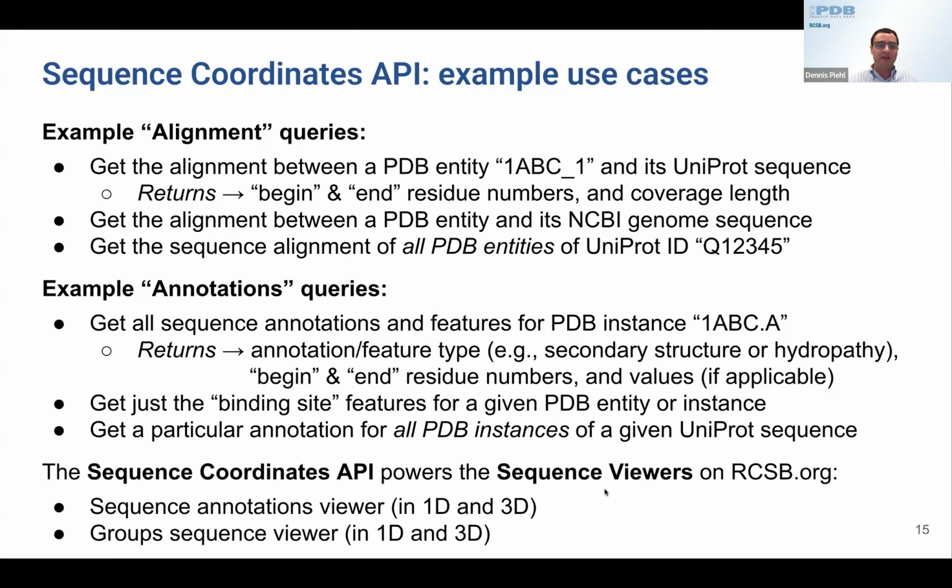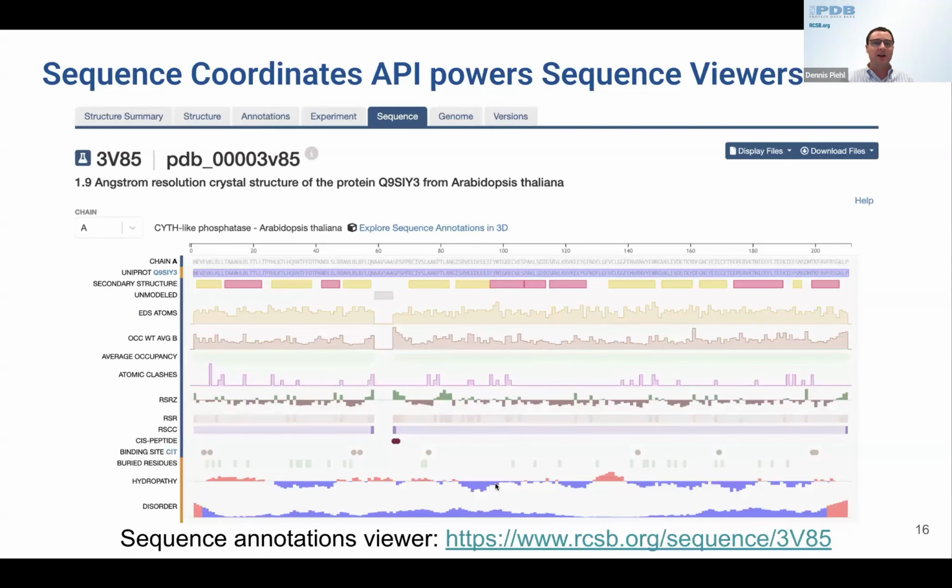The last thing I wanted to highlight here is that the Sequence Coordinates API does power our sequence viewers on rcsb.org, and this includes our sequence annotations viewer in 1D and 3D, as well as our group sequence viewer in 1D and 3D. What I mean by that is, if you were to go to any structure on rcsb.org, it typically brings you to this structure summary tab over here. Well, if you navigate over to the sequence tab, you'll be presented with this view, which shows you the alignment between different protein PDB entry chains and its corresponding UniProt sequence, along with the alignment of all the different annotations that have been compiled for this particular protein chain.